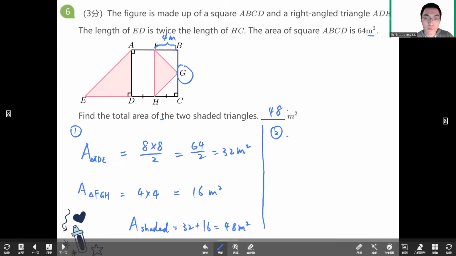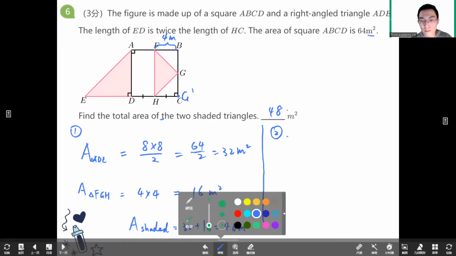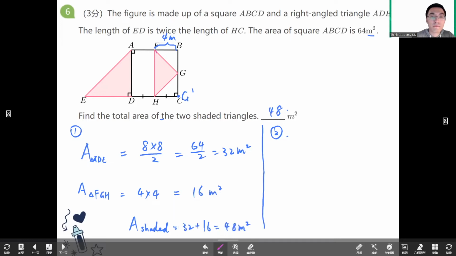Now, if we want to do it in a simpler way, we can put the G to point C. This will be our G dashed. And we can transform our original triangle into a new triangle. I'll draw it in another color, in purple, perhaps. So this will be our new triangle. And the area is the same, yeah? No change in area.